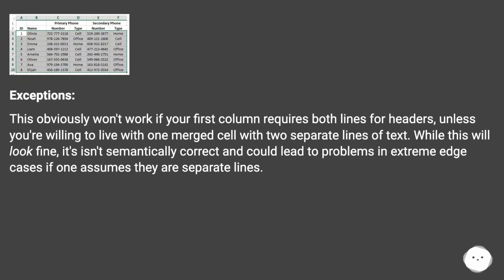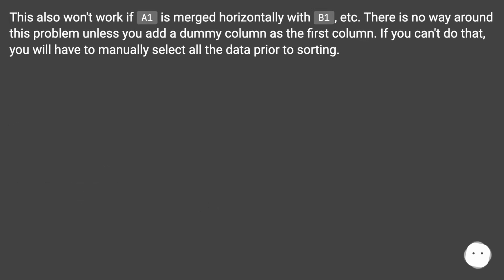Exceptions. This obviously won't work if your first column requires both lines for headers, unless you're willing to live with one merged cell with 2 separate lines of text. While this will look fine, it isn't semantically correct and could lead to problems in extreme edge cases if one assumes they are separate lines. This also won't work if A1 is merged horizontally with B1, etc. There is no way around this problem unless you add a dummy column as the first column. If you can't do that, you will have to manually select all the data prior to sorting.